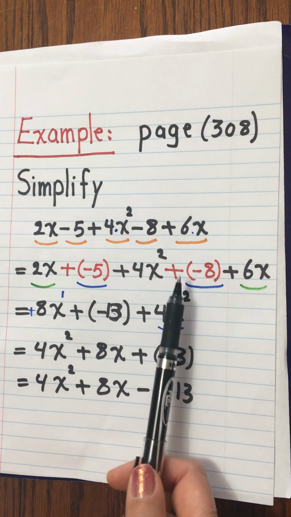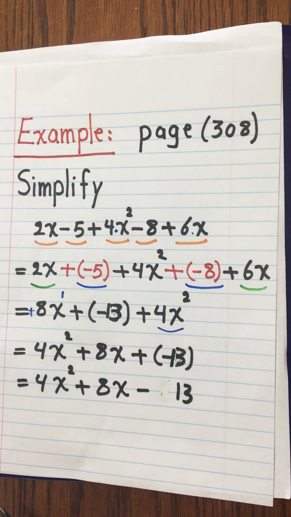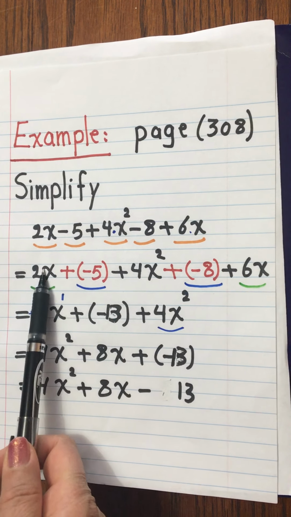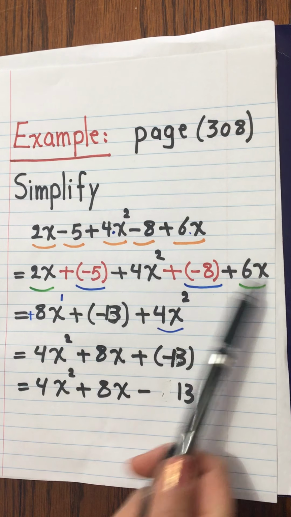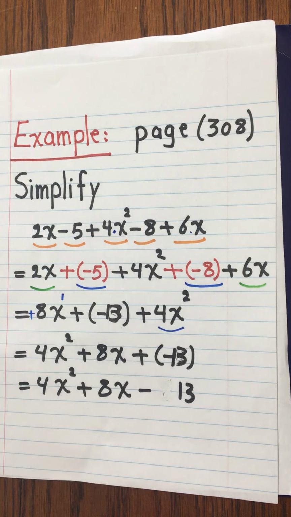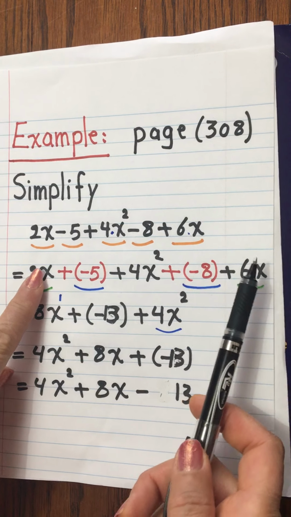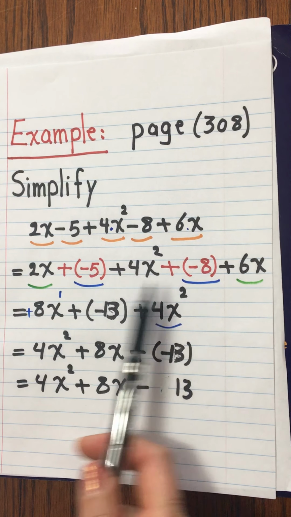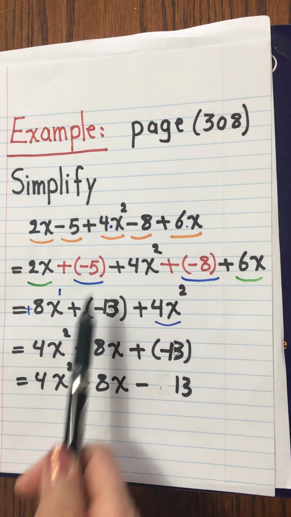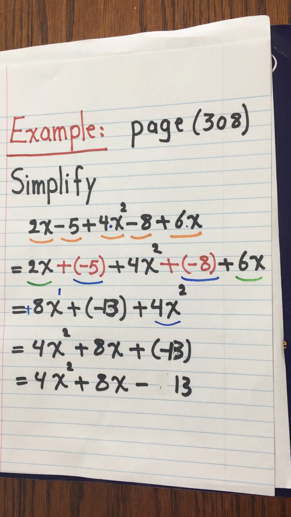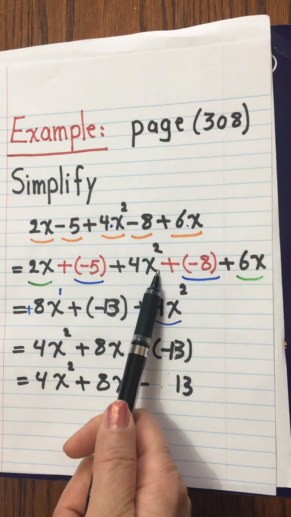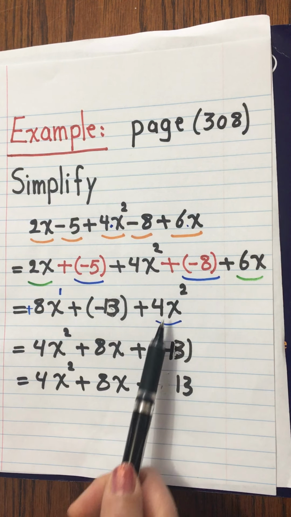Plus 4x squared plus negative 8 plus 6x. So then I'm gonna have 2x and 6x, these are alike, so I'm gonna add them up. So the answer is 8x. So I'm done with these 2 terms. Sorry. So what about these 2 terms? These are alike, negative 5 and negative 8. So the answer is going to be negative 13. And 4x squared is just by itself, so I'm going to just write it down.